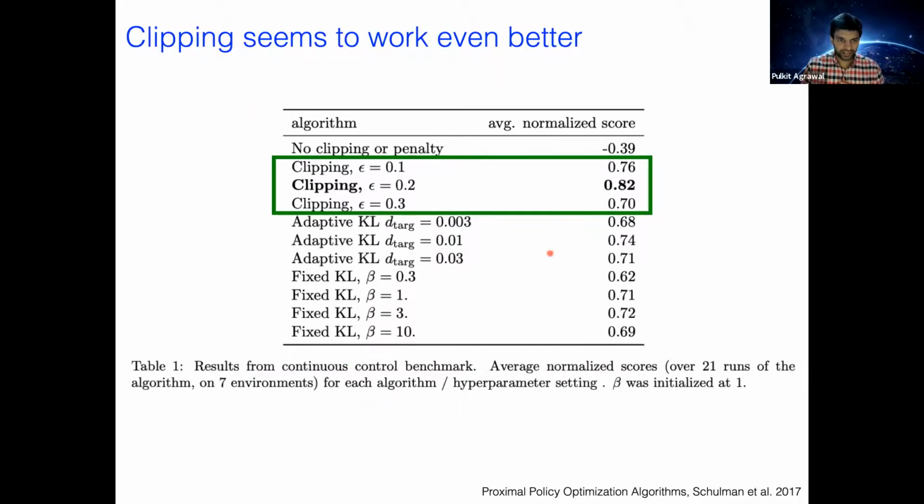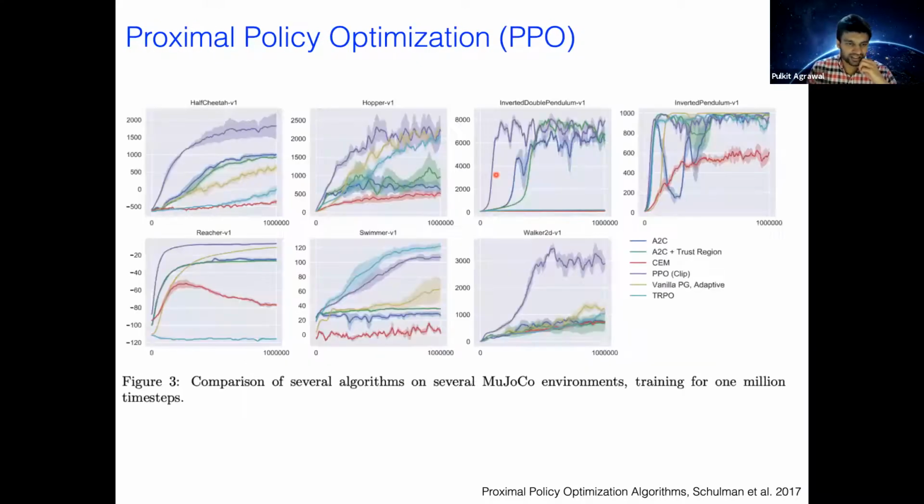And then they found this clipping penalty to work better. They had results in which they were comparing across these different environments. What they consider is vanilla policy gradients, which is in yellow. Then they have A2C, which is shown in blue. Then they have TRPO and finally PPO, which is in purple. And what you see is, across these benchmarks, at least in most of them, PPO is outperforming TRPO.